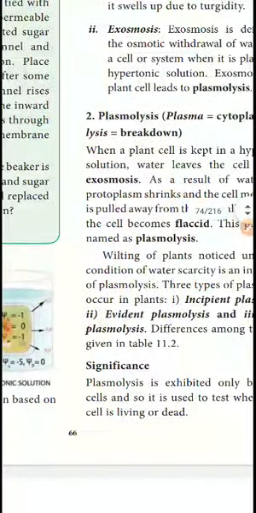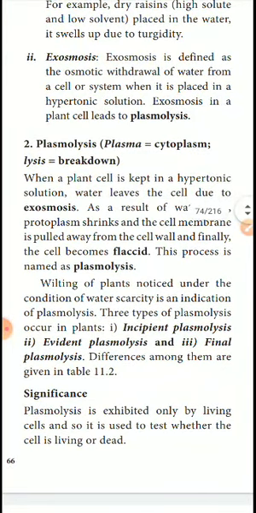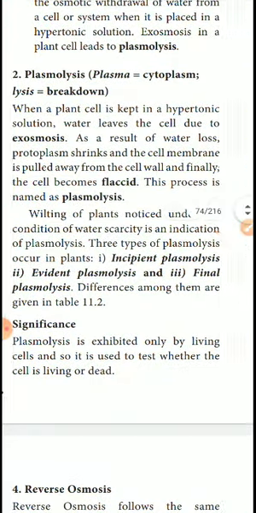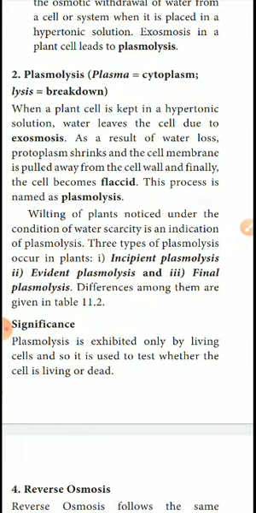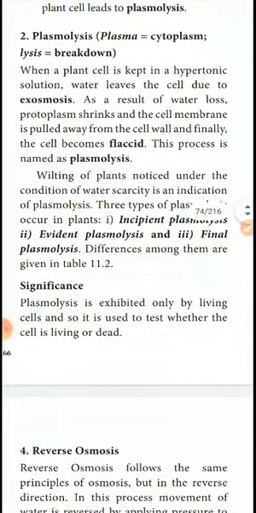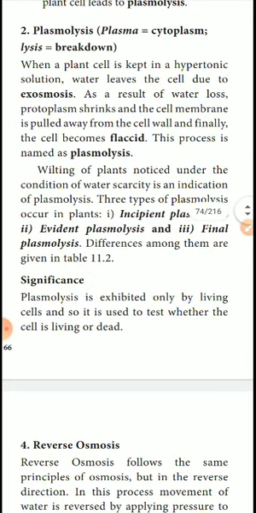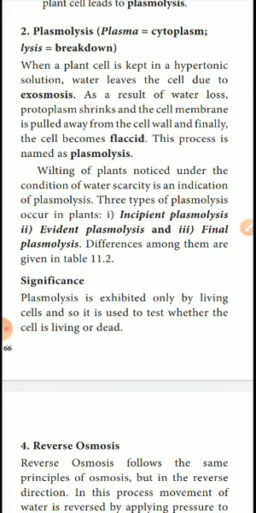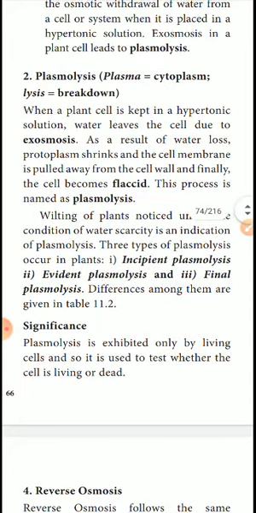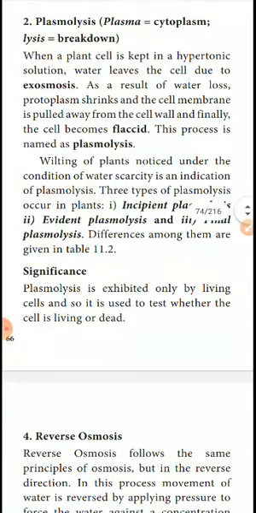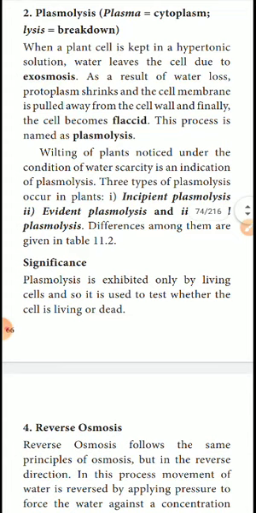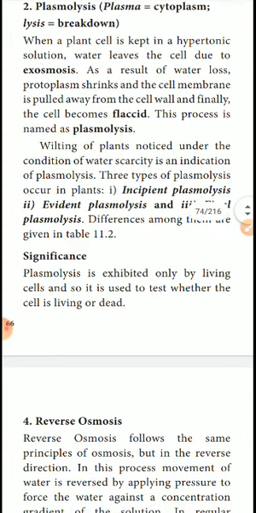Okay, next we go for plasmolysis. What is plasmolysis? Lysis means breakdown. The cytoplasm is kept in a hypertonic solution and the water leaves by exosmosis, outside. Exo means outside, endo means inside. So the cell shrinks, the cell membrane is pulled away from the cell wall and finally the cell becomes flaccid. This process is called plasmolysis. No doubt this is a 2-mark question, an important question. What is plasmolysis, or define plasmolysis, means we can explain this.